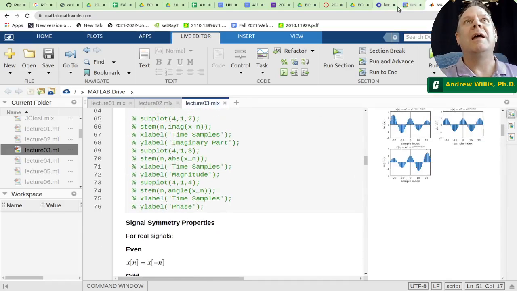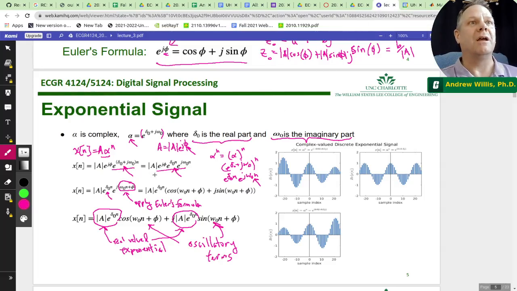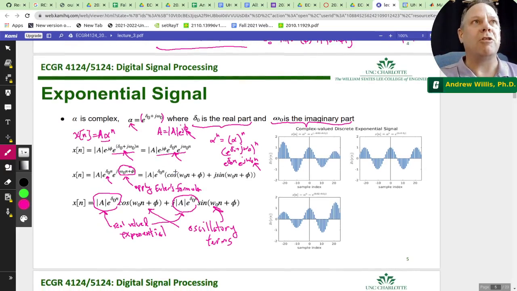Having said that, are there any questions about any of this mathematical manipulation we've been doing?